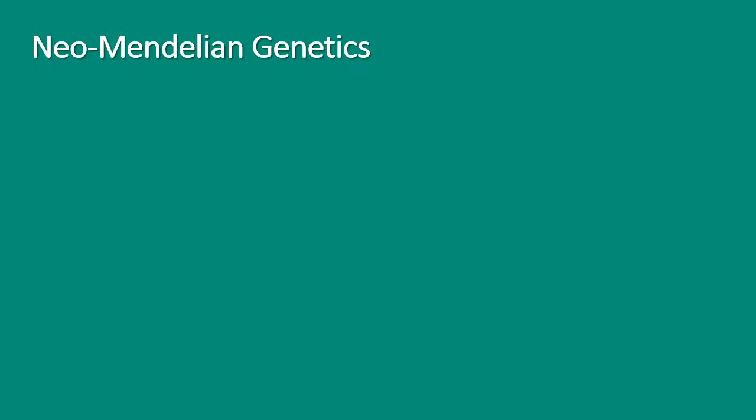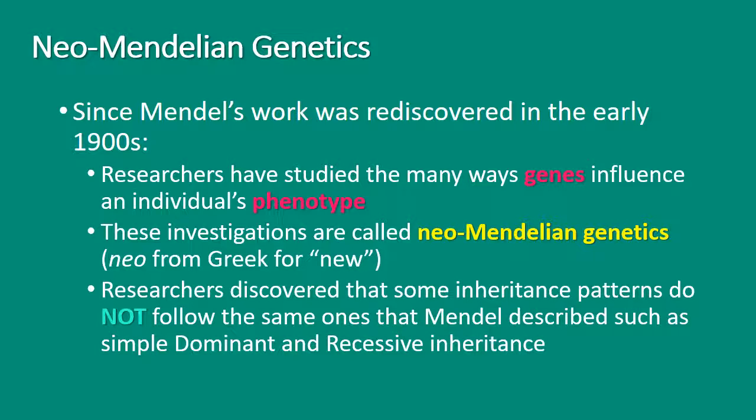Once Mendel's principles were rediscovered, researchers started studying the way that genes influence phenotype, and these investigations were called neo-Mendelian genetics. These researchers determined that there are a lot of situations in which the simple inheritance patterns that Mendel described are not followed.